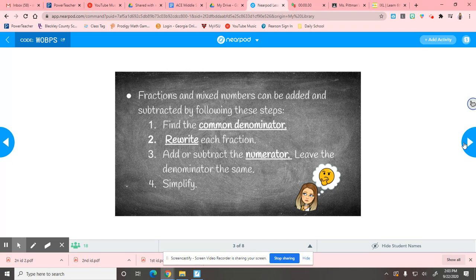All right, so those are your blanks. If it's in bold and underlined, that's the blanks that should be filled in on your note sheet. First step is finding the common denominator. Second step is rewriting each fraction. Third step, add or subtract the numerator. Leave the denominator the same. And fourth, simplify.